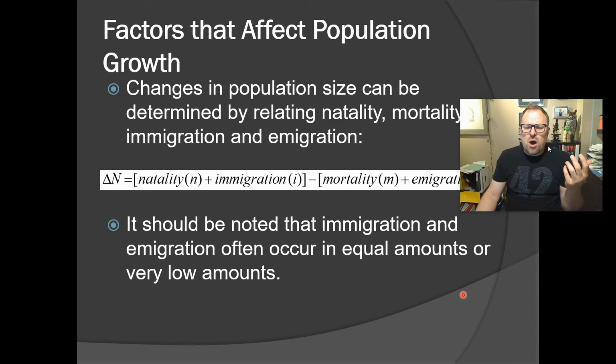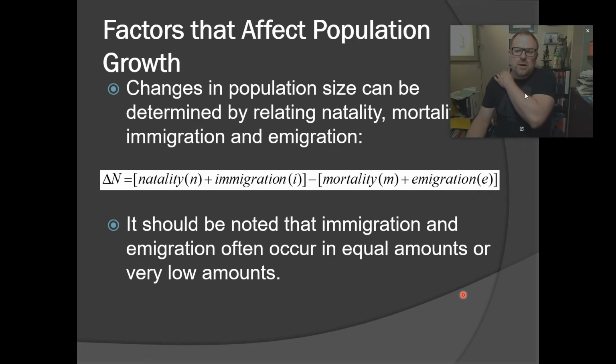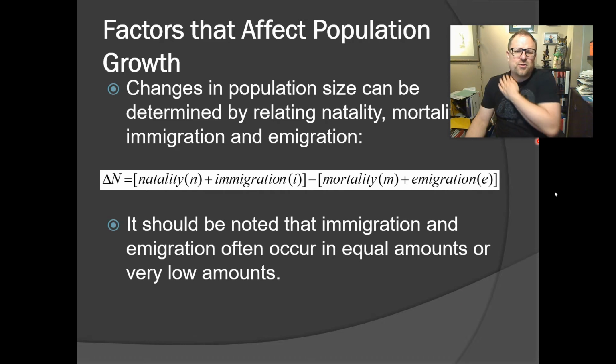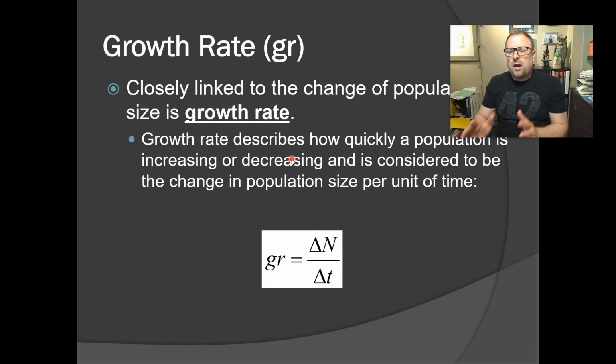Immigration and emigration often occur in very low or equal amounts, so they don't tend to factor in as much as we might think. But every scenario is a little bit different, and populations can be a little tricky to study because of this. So I'm going to do a bunch of stuff, and then we're going to do an example right at the end here.